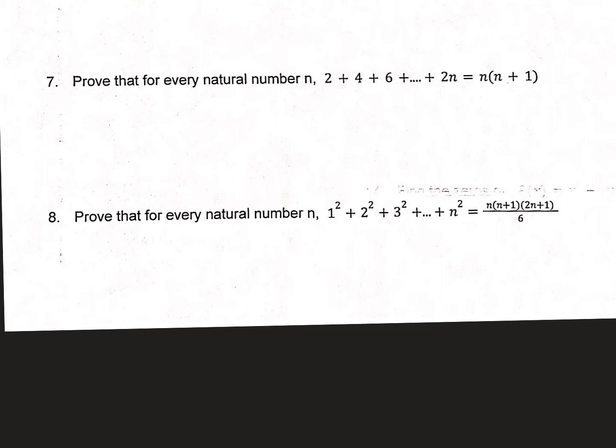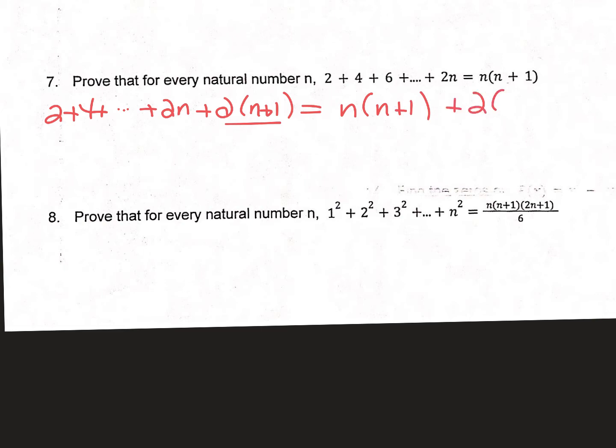So on number 7, I got 2 plus 4 plus dot, dot, dot, plus 2n. Remember to add the next term, which would be the n plus 1. So I'm doing 2 plus n plus 1. Whatever you add to the left, remember you must add to the right. So I'm going to add 2 and n plus 1 there. And once you do that, always keep in mind what you're trying to finish up with. You're trying to finish up with an n plus 1 right here and an n plus 1 right there.